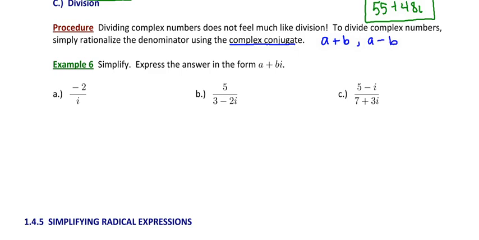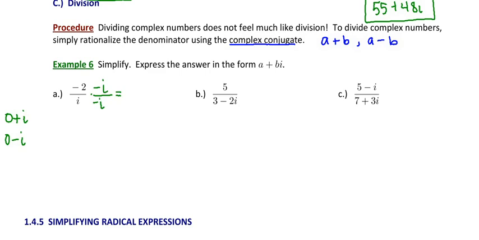If I have a complex number in there, we simply call it a complex conjugate. So in example 6, we want to simplify and express the answer in the form a plus bi. We have the fraction negative 2 over i. Now, technically, i can be written in standard form as 0 plus i. The real part is 0, the imaginary part is i. The complex conjugate then would be 0 minus i. So to rationalize the denominator here, I'm going to multiply the top and the bottom by negative i.